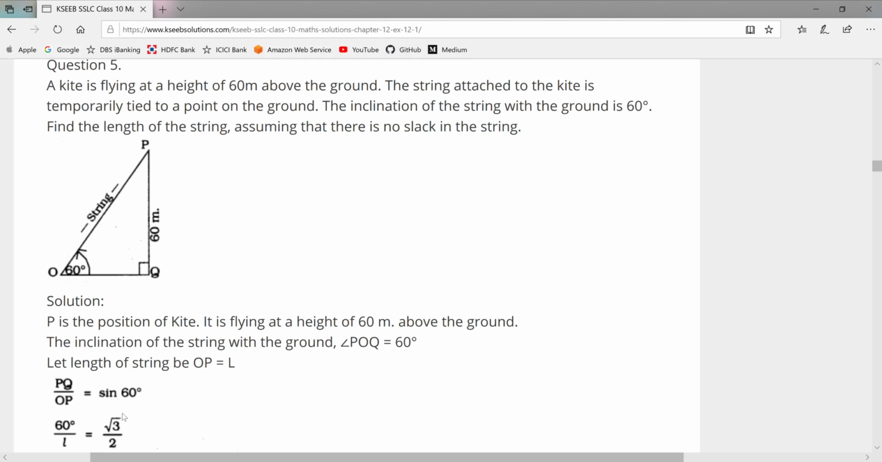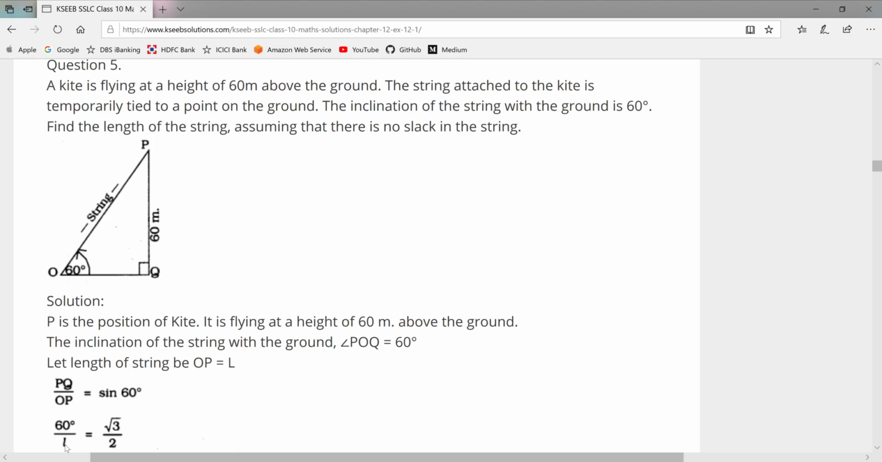So here we are taking sin theta, which means the theta value will be 60 degree. So we are taking sin 60 degree. Sin 60 degree is opposite divided by hypotenuse. Opposite is PQ and the hypotenuse is OP. So PQ is equal to 60 meter. This is not the degree, so change it. 60 meter divided by OP, which is L.